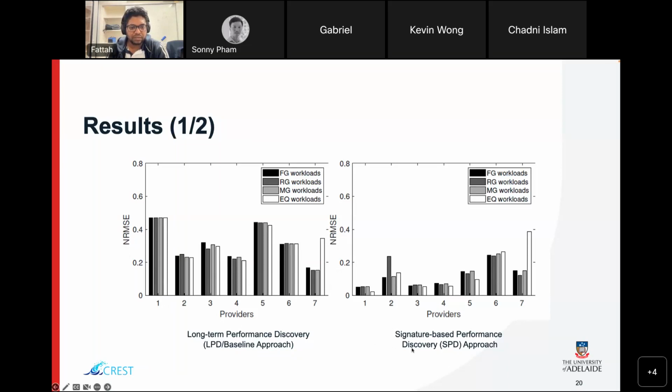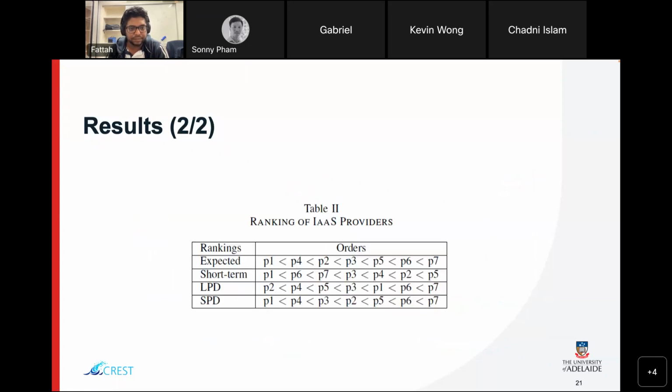Compared to this, we have signature on the right-hand side. We have the signature-based performance discovery approach. We can see that the performance discovery accuracy, the predicted accuracy, is higher than the baseline approach. And you can see the effect of different types of workload. Most of the time we see the frequency-based workload perform better because it tried to test all sorts of the most frequently occurred workloads compared to the resource-hungry workloads, which is also an interesting insight.